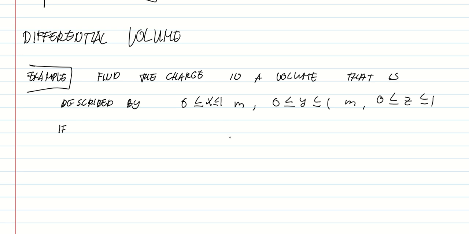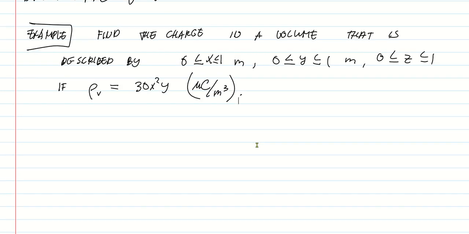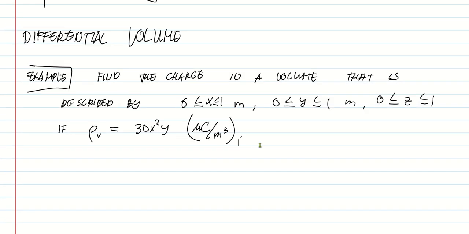Let's call it rho v. This is the charge density, which is described by the scalar field 30x squared times y, in microcoulomb per cubic meter. So we want to find the charge. The unit for charge is microcoulomb. So how do we do that? By using differential volume.